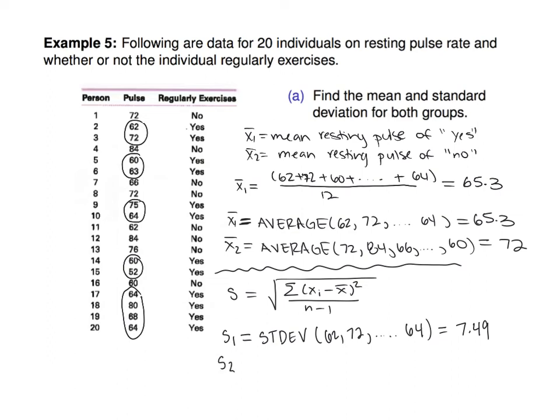And similarly, S2, STDEV, you put in 72, 84, etc. The last number you put in is 60, and that comes out to be 9.13. So make sure that you can do this on your own using Excel.